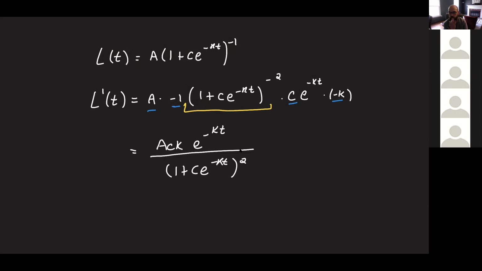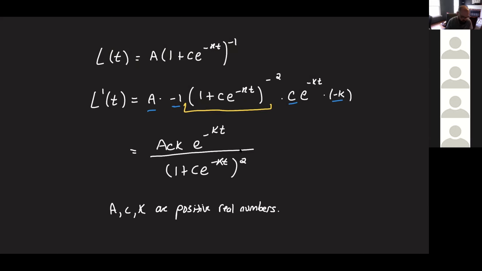And the question is, what are the critical points? So when is this thing equal to 0, and when is this thing undefined? Our conditions here are a, c, and k are positive real numbers. So when could this thing be 0, and when could it be undefined?